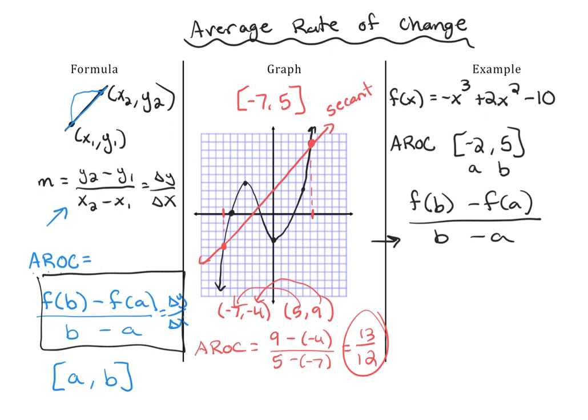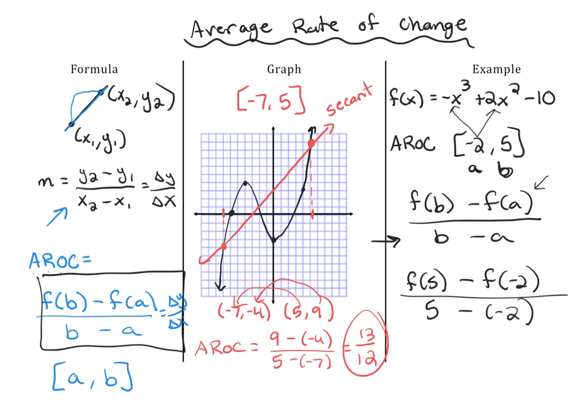My denominator is easy because I have those, a and b, -2 and 5. But how do I find my numerator? Those are y values that you get from plugging these into the function. So f of 5 minus f of -2, all over 5 minus -2.